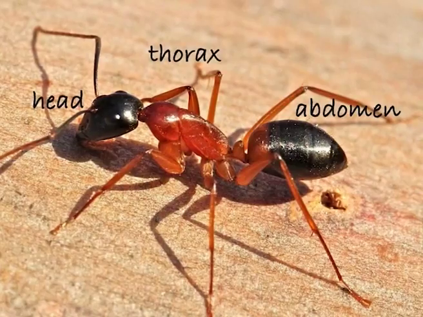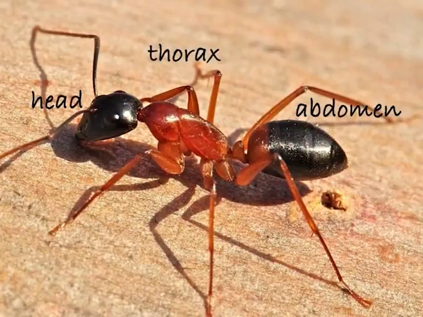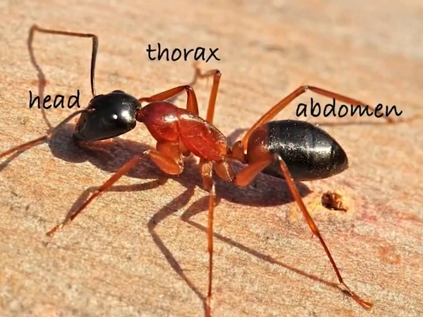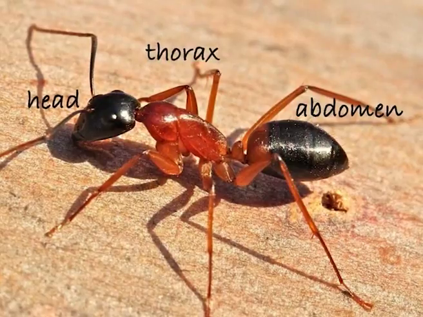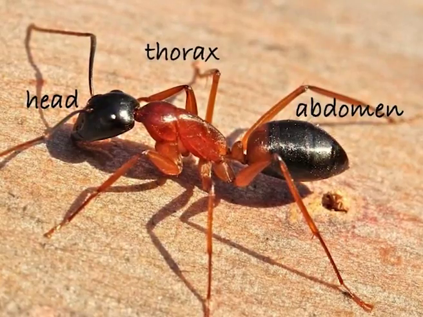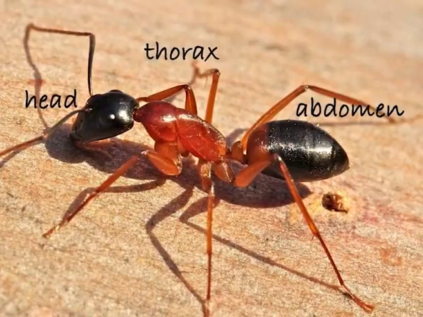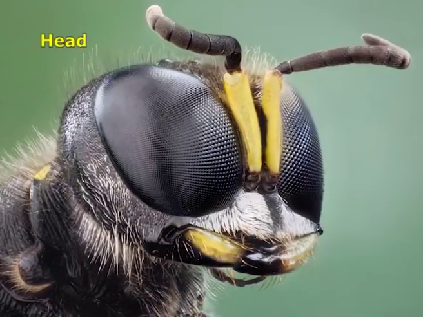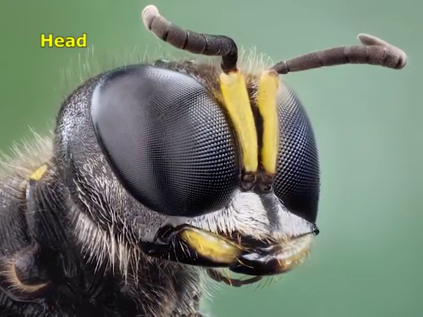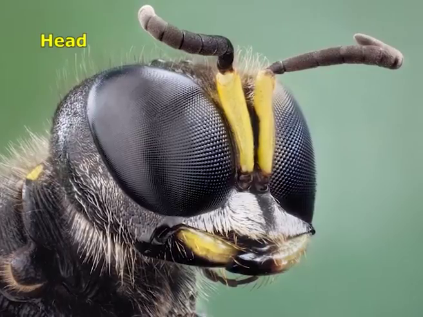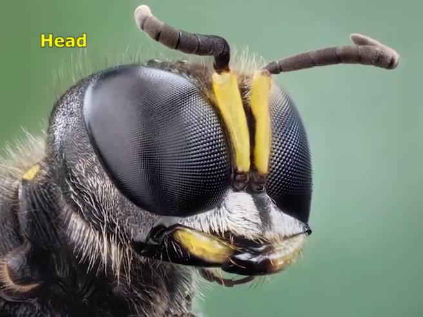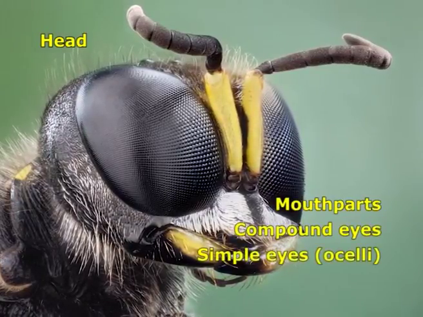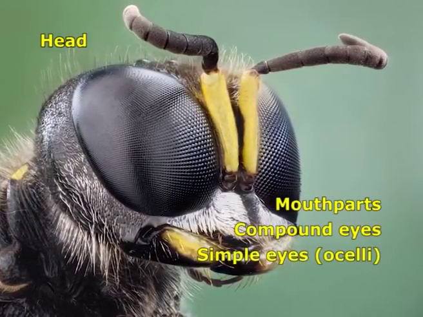Insect body is divided into three regions or tagmata, namely head, thorax, and abdomen. This grouping of body segments into regions is known as tagmosis. Head. The head consists of 6 fused segments and has mouth parts, compound eyes, simple eyes or ocelli, and a pair of antennae.